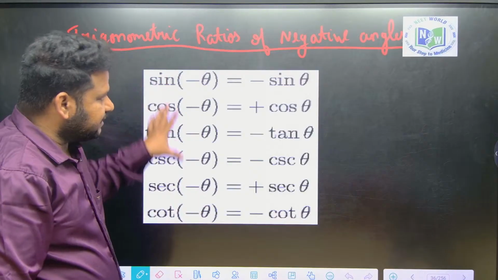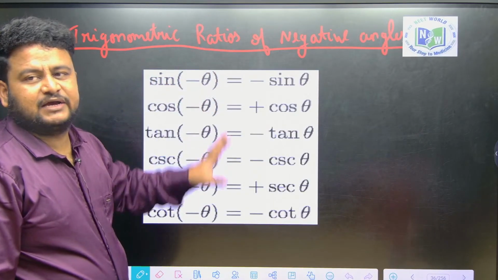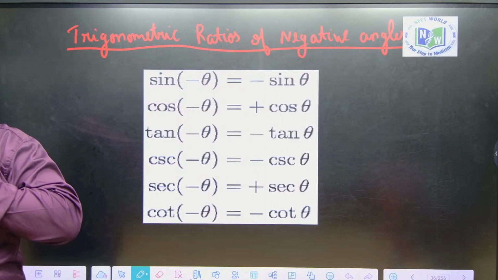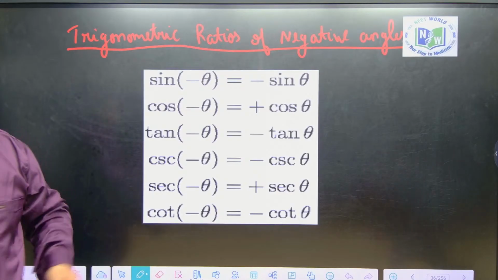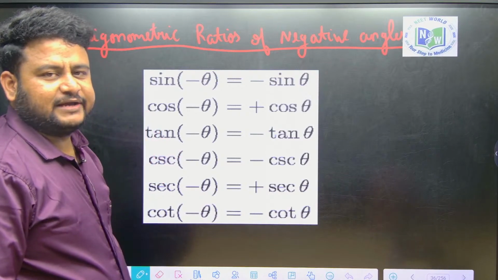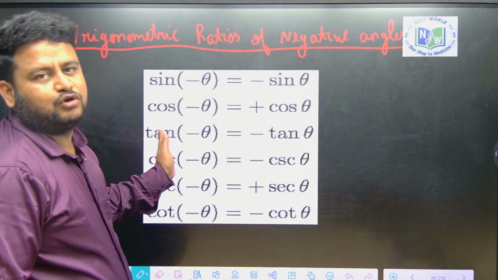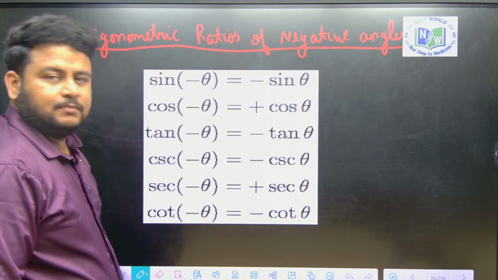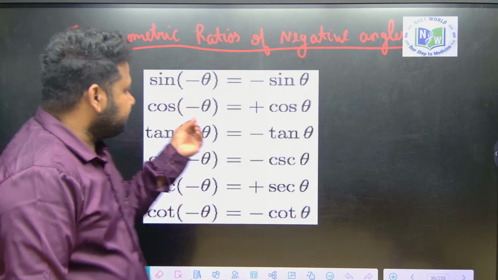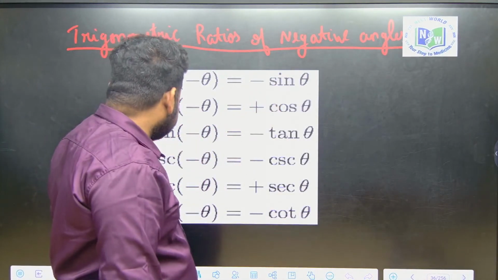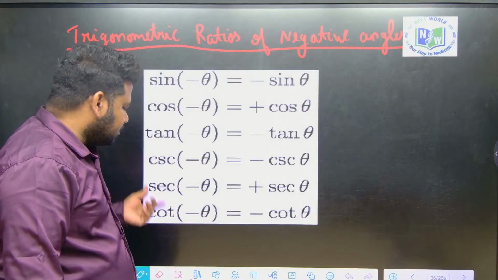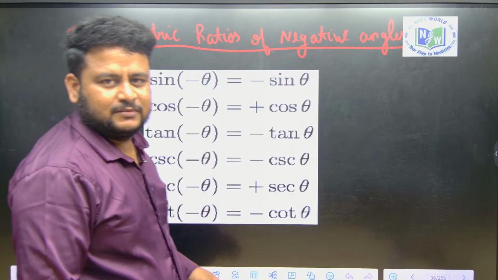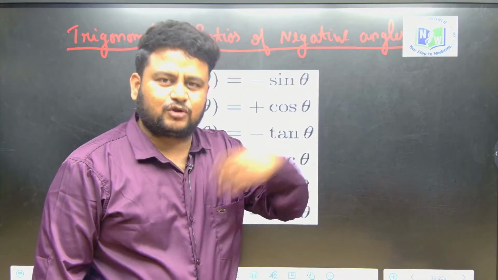What is happening? When it comes to trigonometric ratios of negative angles, you can sit in the next class, tell others also. So see here, when you talk about negative angles, the negative sign is thrown out by sine, tan, cosecant, and cot. These people don't like negativity. Whatever negativity is given, they throw it out.